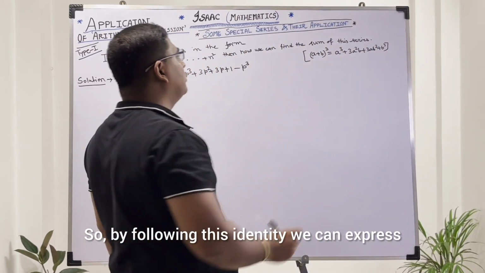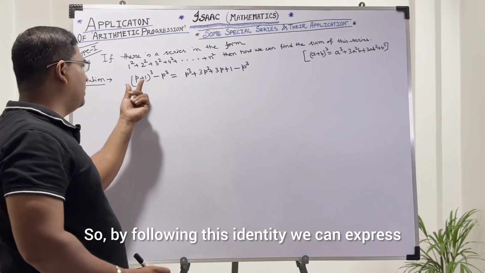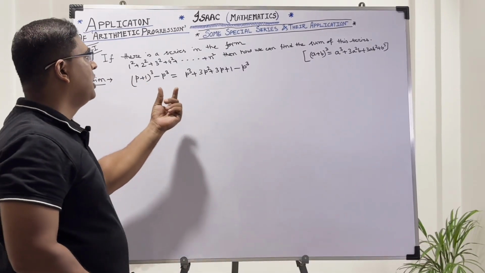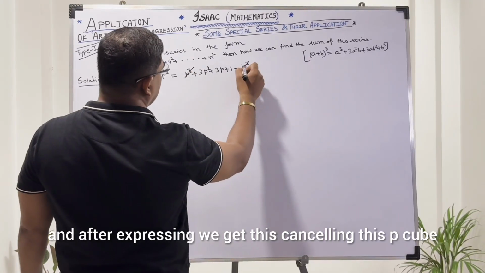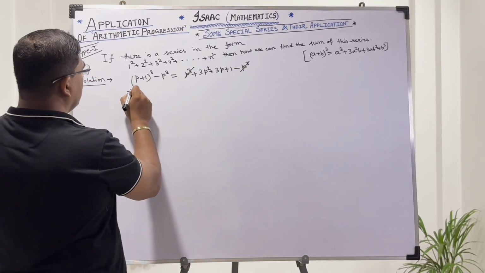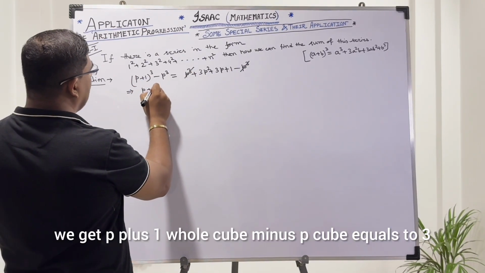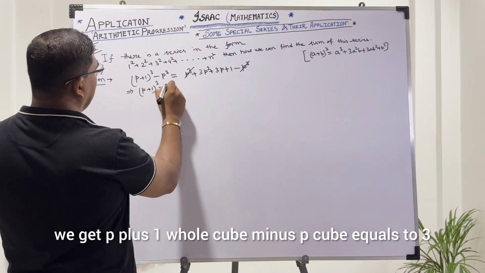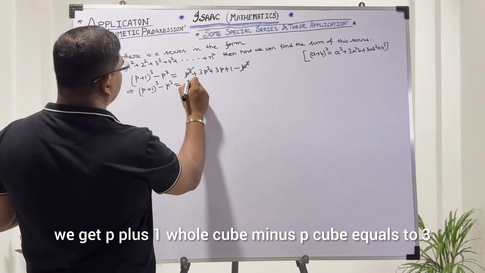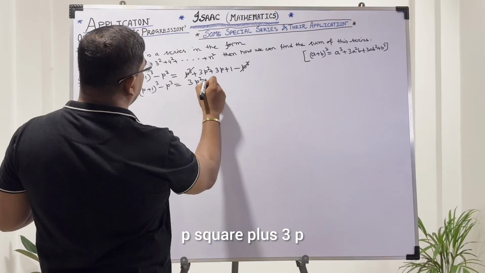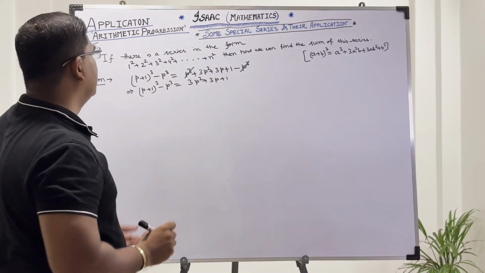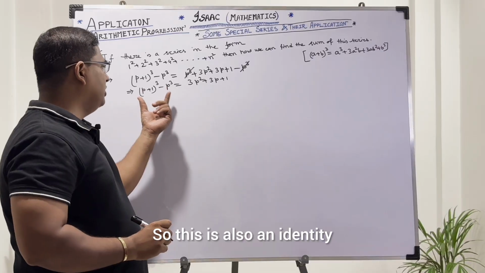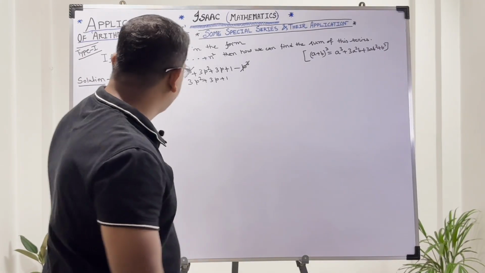So by following this identity, we can express P plus 1 whole cube, and after expressing we get this. Cancelling this P cube, we get P plus 1 whole cube minus P cube equals 3P squared plus 3P plus 1. Okay. So this is also an identity.